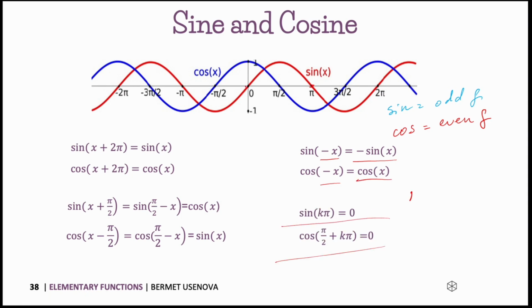So in general, all the roots are also periodic. The roots for sine will be pi, 2 pi, 3 pi, and so on. And for example, for cosine, the roots will be half pi, 3 pi divided by 2, and so on.